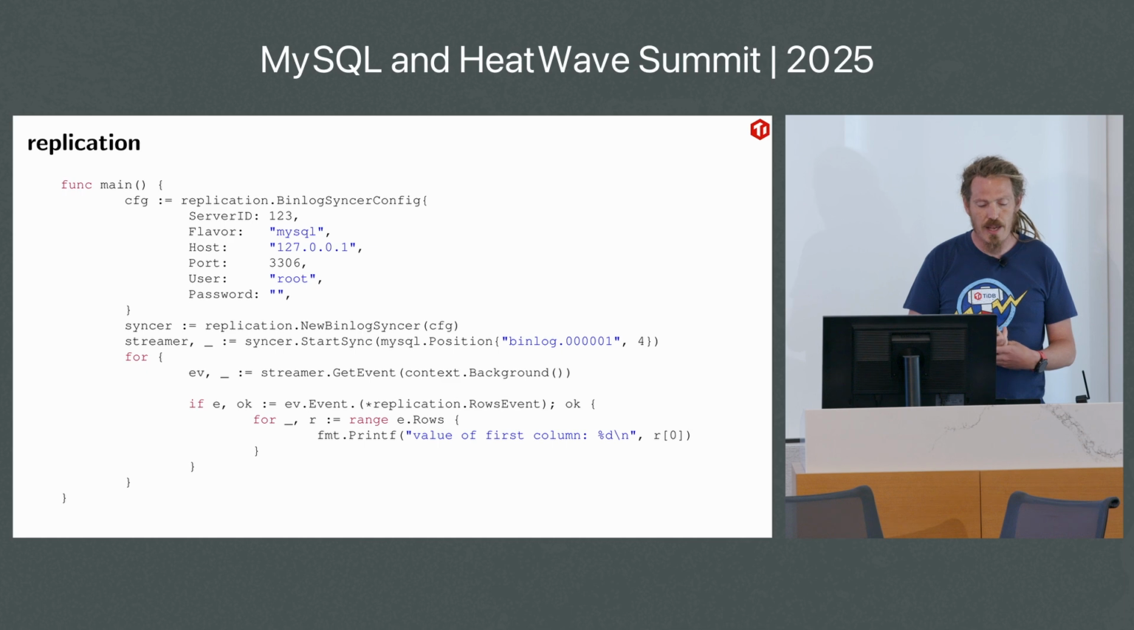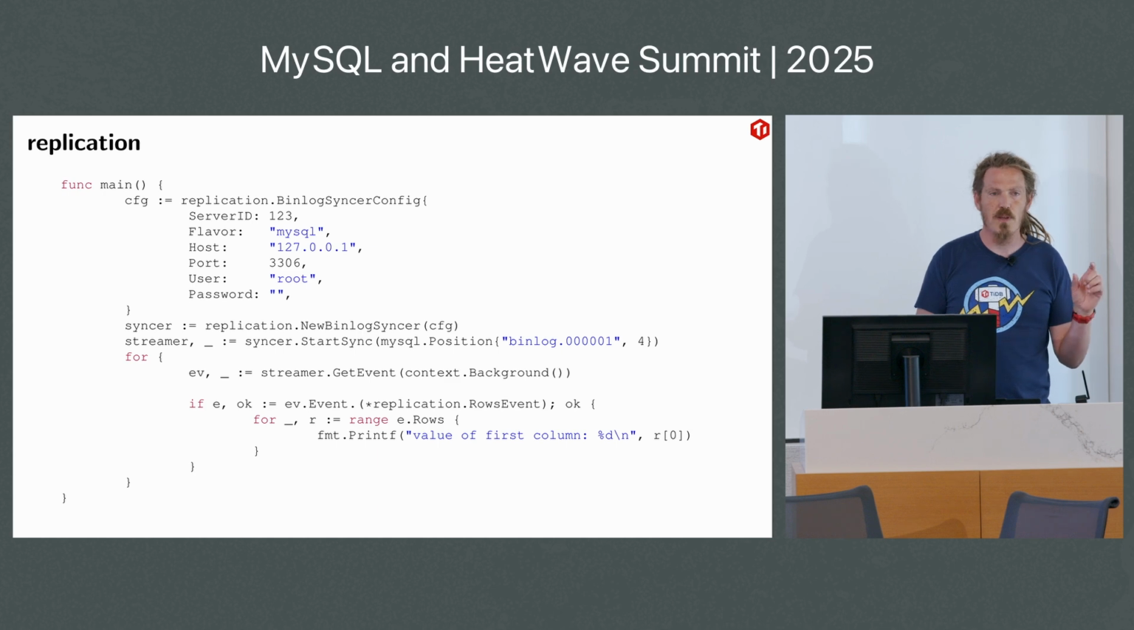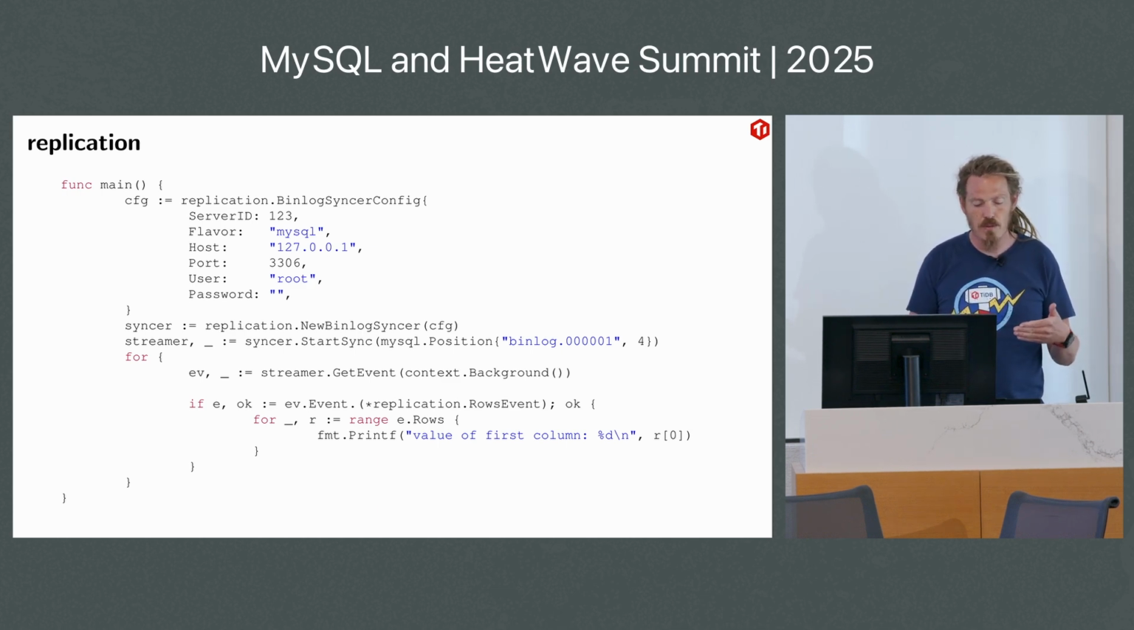This is the first slide with some code. If you're not using Go, this might look a bit foreign to you, but the basics are quite simple. You first have a configuration to tell where the server is located. Then you set up the new binlog syncer. You start replicating from a specific binary log file and position. Then you loop over the events, and here it will just print out the first column and the value of the first column.